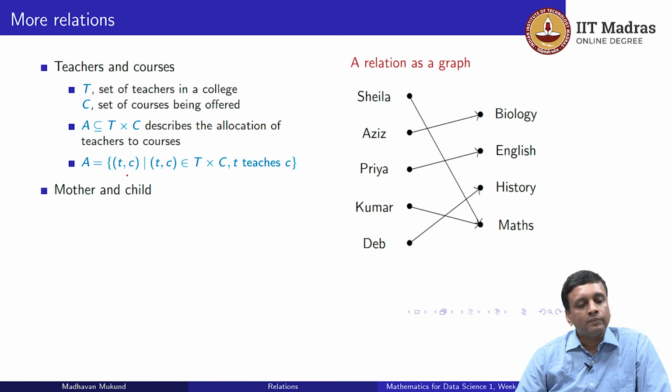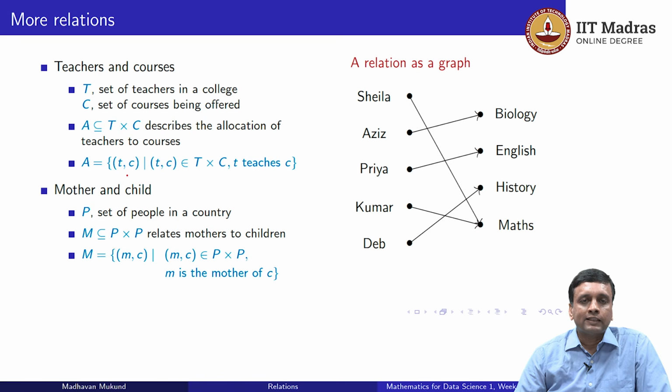Another example of a similar type of a relation is that between a parent and a child. Specifically, let's look at mothers and children. So if we have a set of people in a country, then we can take the set of all pairs of people and then isolate from that pairs in which the first element of the pair is the mother of the second element. So we want M comma C, which belongs to P cross P, such that M is the mother of C.